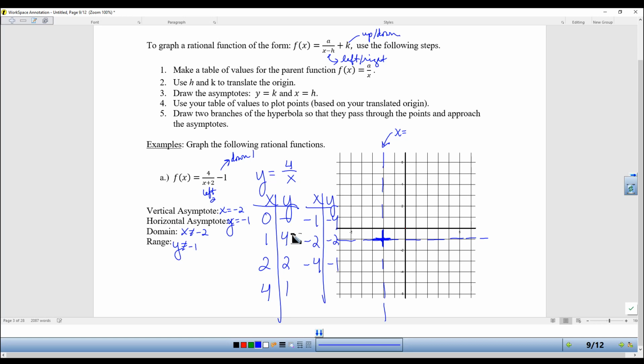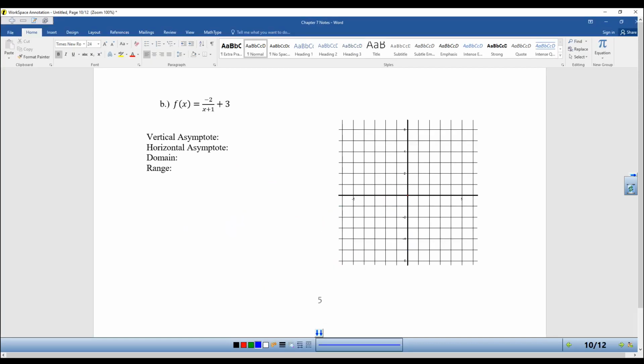And now I'm going to plot these points as if this were the origin. So 1, 4, and then 2, 2, and then 4, 1. I use my asymptotes as a guide, and I can make a really nice graph. -1, -4, -2, -2, -4, 1. Using my asymptotes as a guide. I hope you like these. I really like these. All right, see if you can do another one.